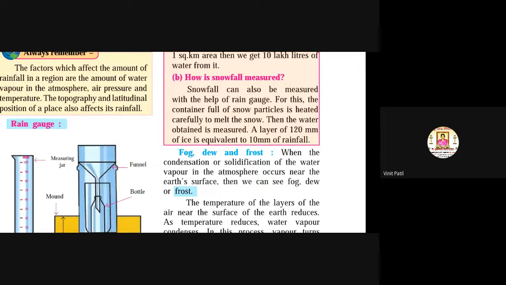Okay, and a layer of 120 mm of ice, that means 120 mm is 12 centimeters. Okay, 12 centimeters. So we had snowfall of 12 centimeters thickness. Okay, if snow is there with 120 mm of layer thickness, then it means it is equivalent to 10 mm of rainfall. So you can see, the water we can accumulate from 10 mm of rainfall, the same amount of water we can accumulate if we melt a 120 mm layer of ice. The water obtained from it and the water from 10 mm of rainfall are equal.